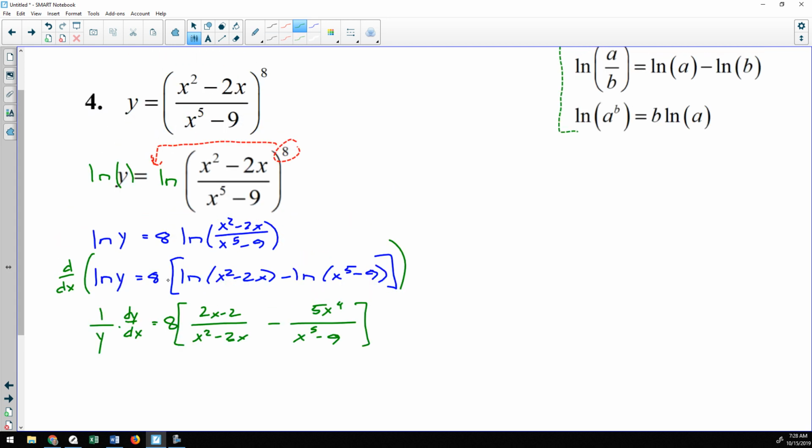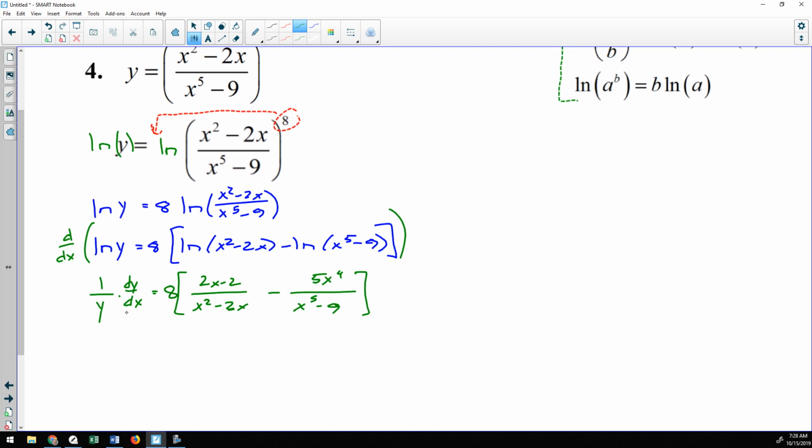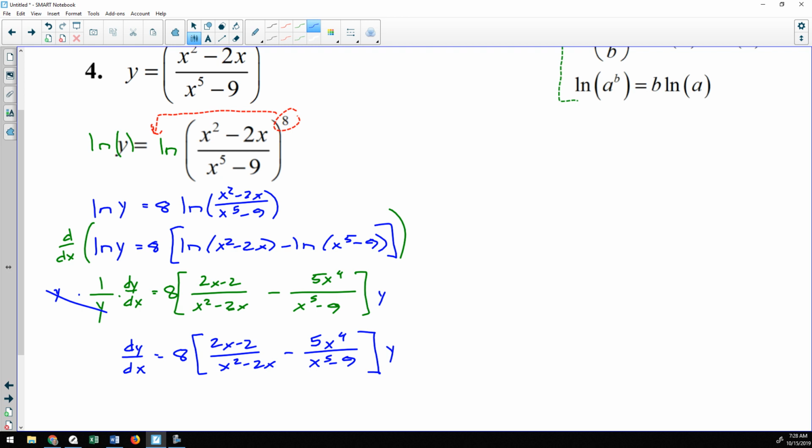So my next step is going to be to multiply by y. I'm going to multiply by y on both sides of the equation because that will get the dy/dx by itself. And now I have a derivative dy/dx of 8 times all of this stuff. But in this very last step, I'm not going to write times y. I just wrote it, but I'm going to erase it.